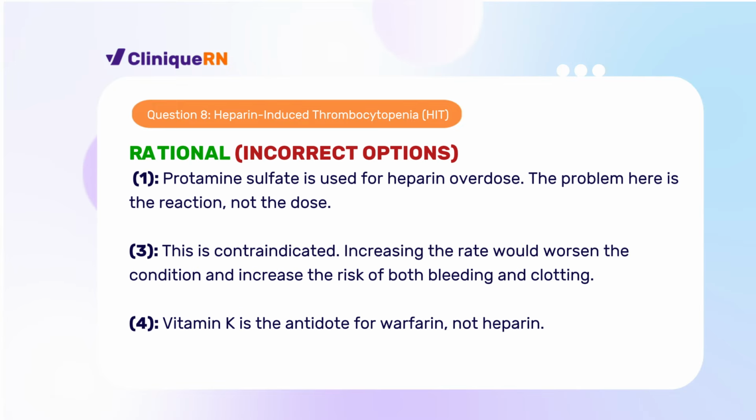Incorrect options. 1. Protamine sulfate is used for heparin overdose. The problem here is the reaction, not the dose. 3. This is contraindicated. Increasing the rate would worsen the condition and increase the risk of both bleeding and clotting. 4. Vitamin K is the antidote for warfarin, not heparin.